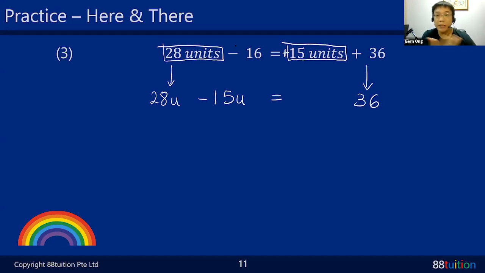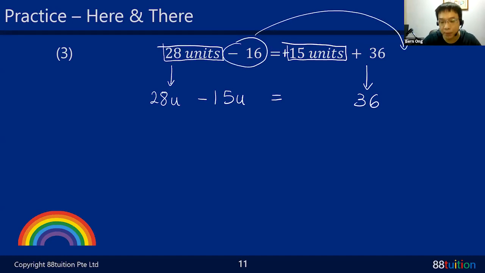You want to bring the number to the other side. Minus 16, bring across the equal sign. Minus 16 becomes a plus 16. All right.